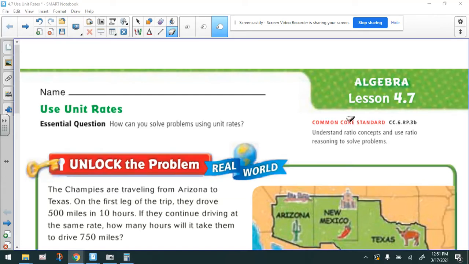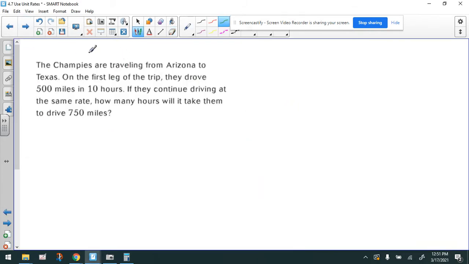Today we're going to talk about how to use unit rates, which is lesson 4.7 from the Go Math. Let's take a look at this first example. It says the Champies are traveling from Arizona to Texas. On the first leg of the trip, they drove 500 miles in 10 hours. If they continue driving at the same rate, how many hours will it take them to drive 750 miles?